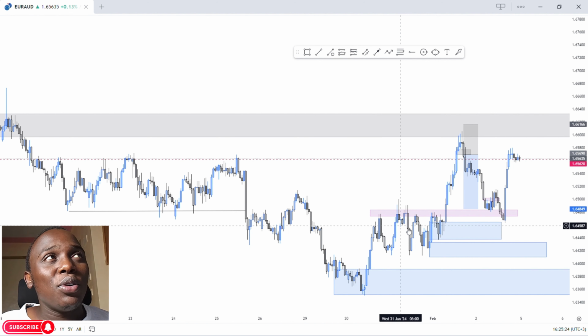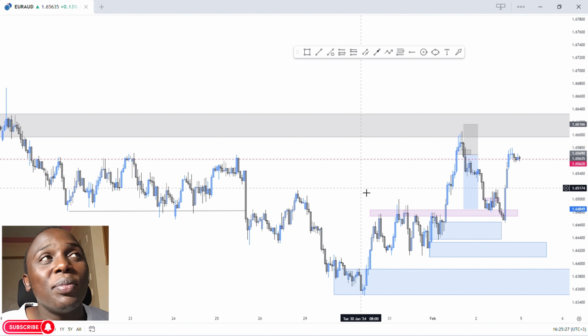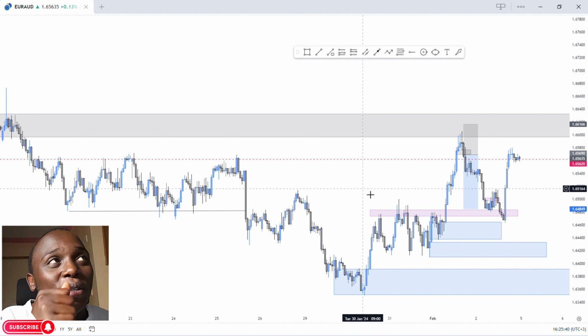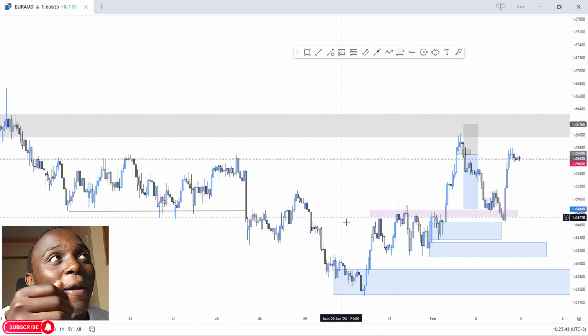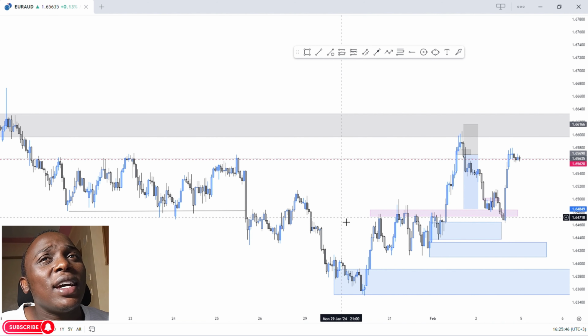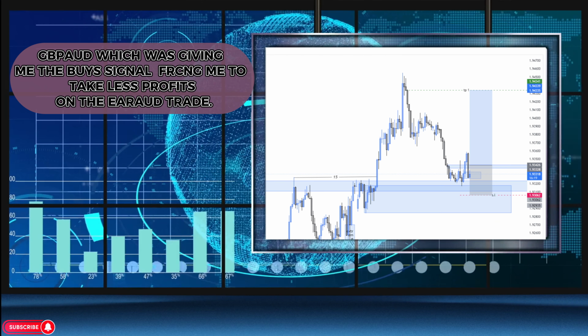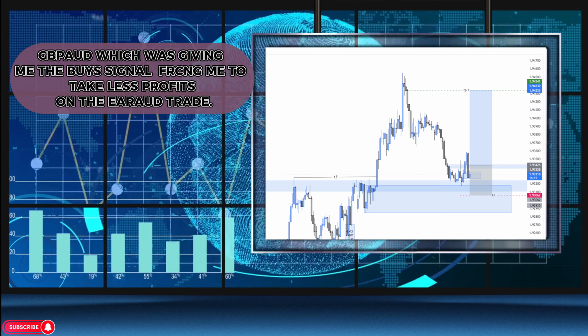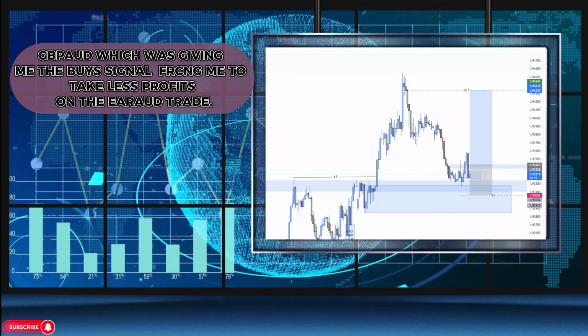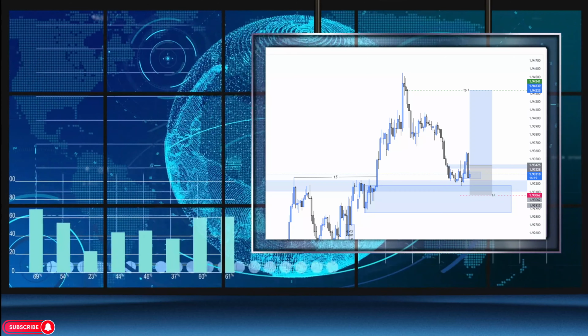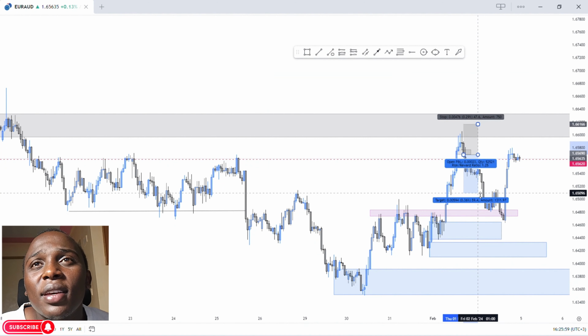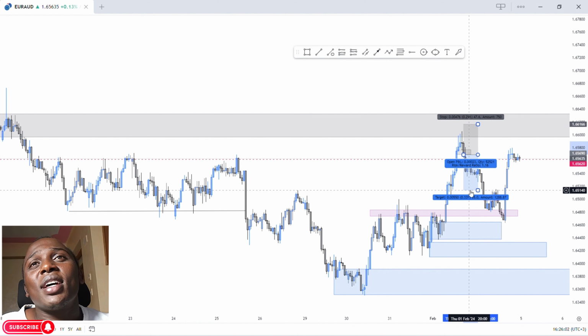And as you know, the Euro and the Great Britain pound are highly correlated. So for Euro Australian dollar and GBP Australian dollar, their moves are almost the same most of the time. So when I went to confirm on GBP Australian dollar, I saw that the market had more reasons to go up than down. So I moved my stop loss from here and I put it somewhere around here, and as you can clearly see, that was a 1-to-1.